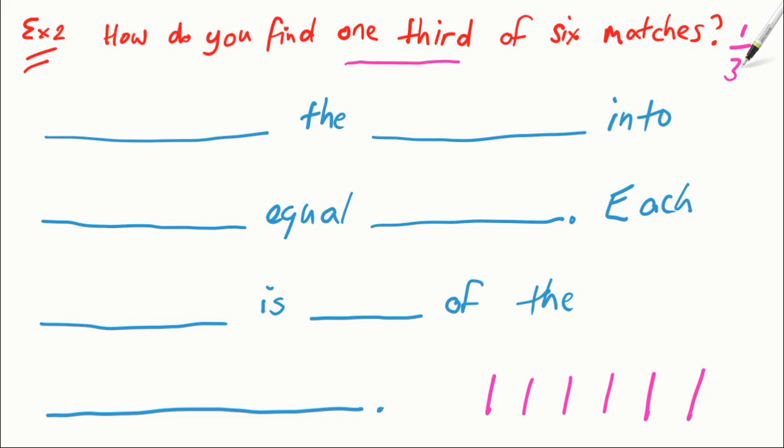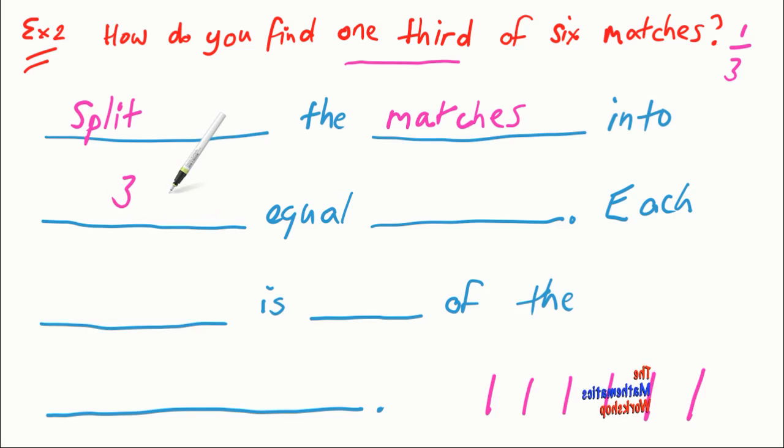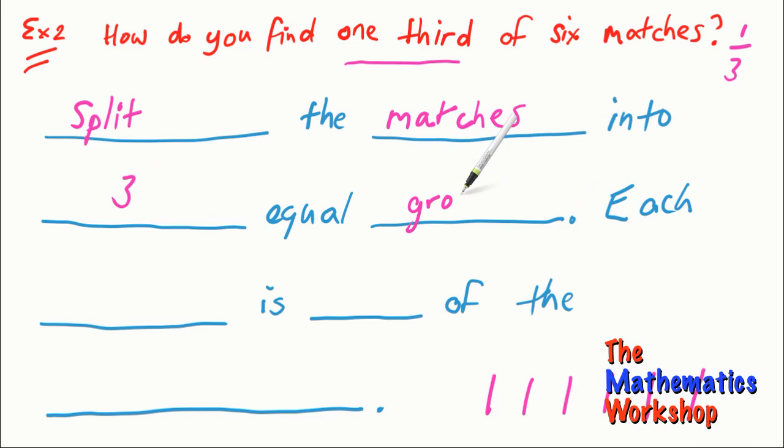So whenever you've got more than one thing, like a group of things, you're going to be dividing them into equal groups. So pretty much a similar sentence to example 1. You're going to split or divide the matches into 3 equal groups this time, not parts. Each group is that fraction 1/3, 1/3 of the matches.